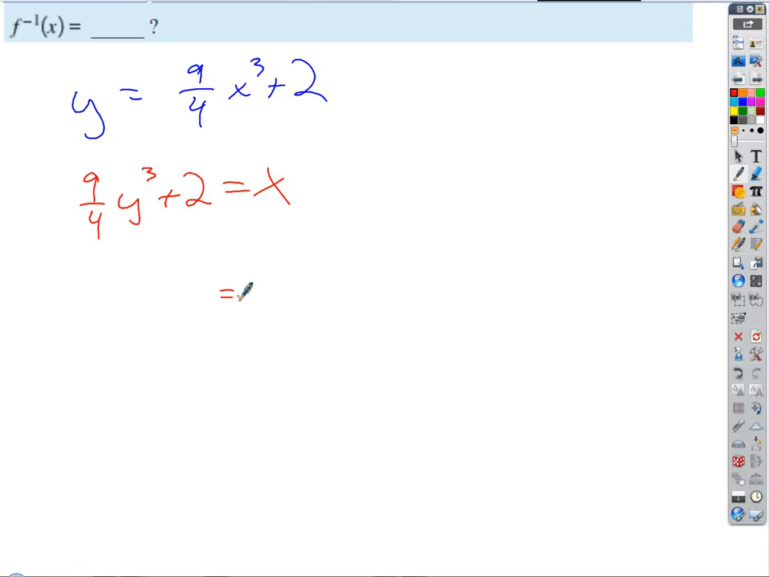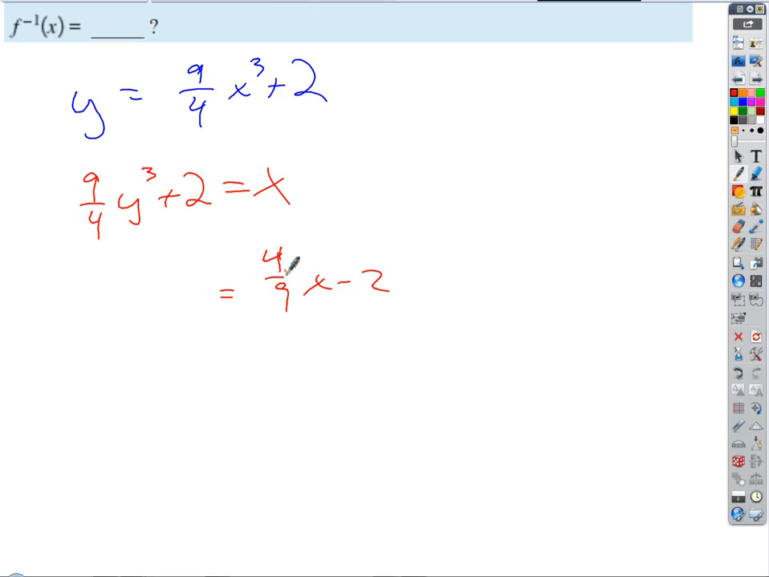First I'm going to, well, subtract 2. So I'm going to get x minus 2, which gets rid of that. Now what? How do I undo multiplying by 9/4? Yeah, multiply by the reciprocal, right? We don't really divide by fractions, we just multiply by the reciprocal. So I'd multiply both sides by 4/9 to get rid of that.